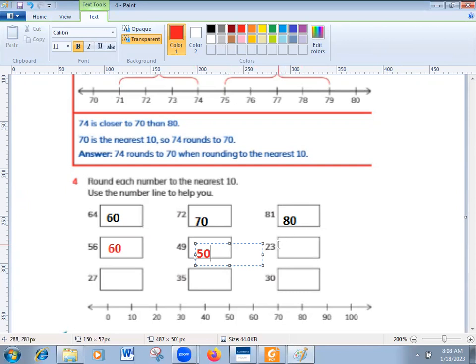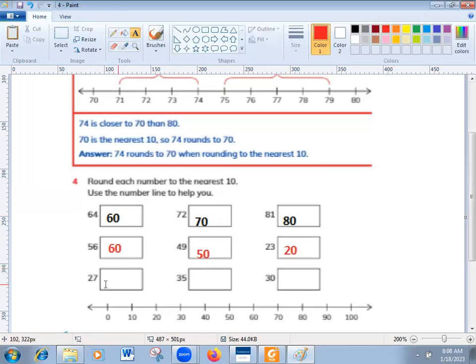Okay, 23. See the ones. How many ones are there? 3 ones. 3 ones are less than 5 ones. So what are we going to take? 20 or 30? 20. Yes. Because the ones are less than 5. So we will say it is 20.